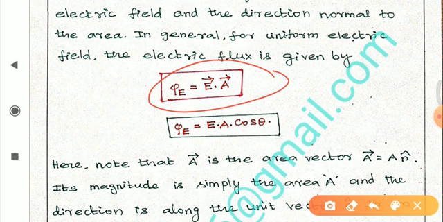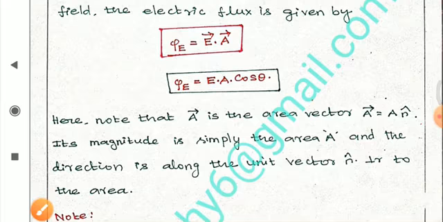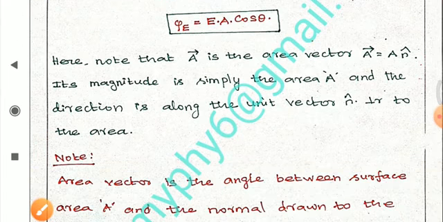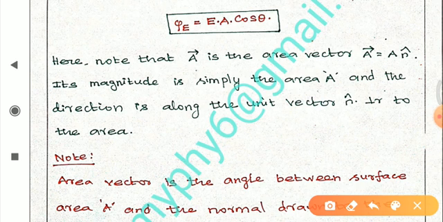Since it is a dot product, only the magnitude is given by this formula, so it is a scalar quantity. To find the magnitude, we use this formula: flux ΦE is equal to E dot A cos theta. One more thing I wrote here: note that A is the area vector. Sometimes it may be expected in a 1 mark question. What is meant by area vector?